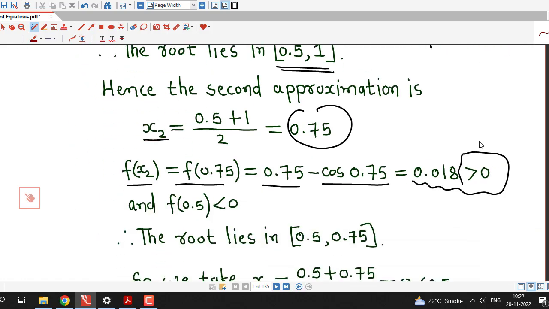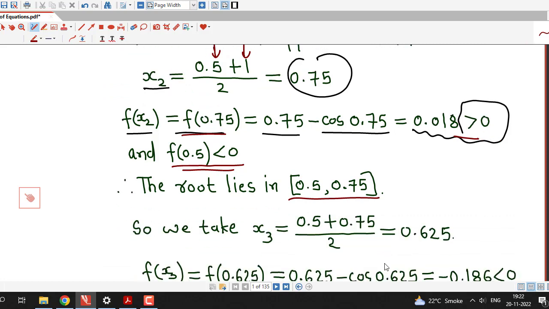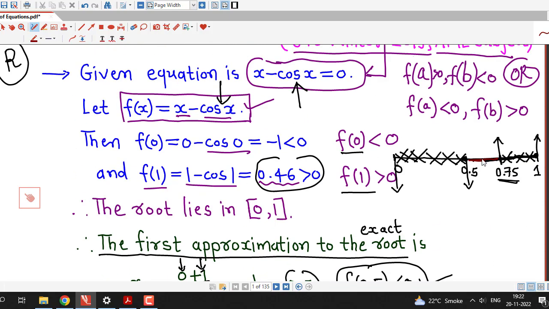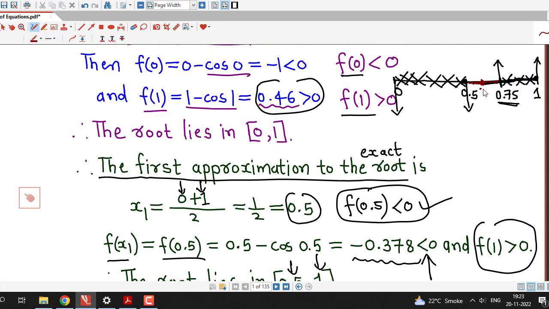So I have written here that f of 0.75 is positive and it is average of 0.5 and 1, and f of 0.5 is negative. Therefore root lies in the interval 0.5 to 0.75, and the next approximation is average of 0.5 and 0.75. That turns out to be 0.625. So this point is now 0.625 and that we have denoted by third approximation. So this is our x3. It is 0.625.